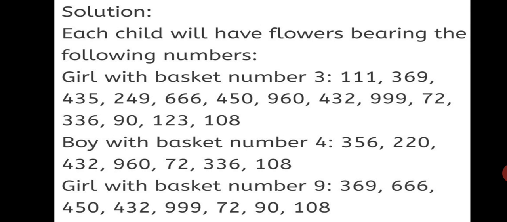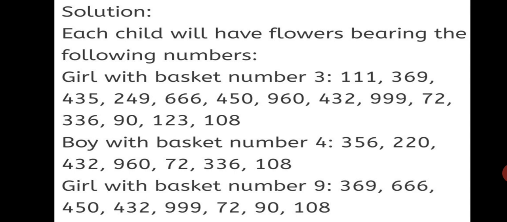Now the girl with basket number 9 will pluck only those flowers which are divisible by number 9. So which numbers are divisible by 9? Let's check. 3 plus 6 is 9. 9 plus 9 is 18. That means 369 is divisible by 9. This way you are going to add the digits in each and every flower number, and you will check if it is in the table of 9. If it is divisible by 9. If not, leave it. If yes, then write it down like given in the image here.